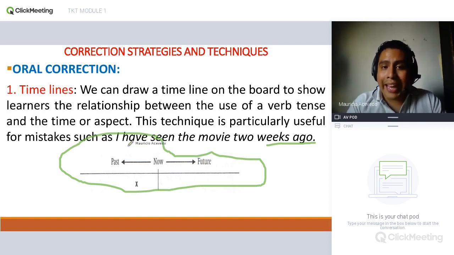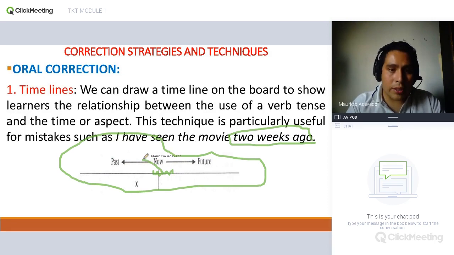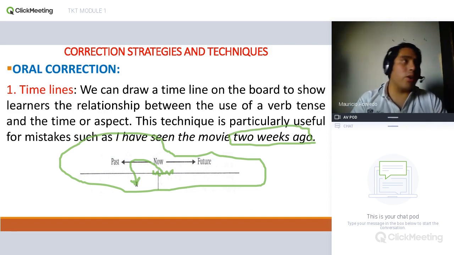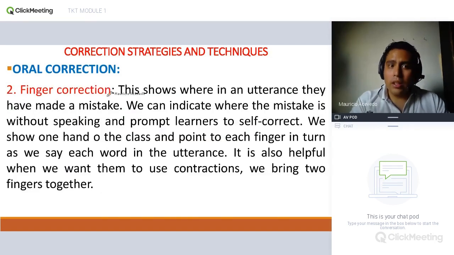So if you say "I have seen the movie," you started here and you continue watching it, or you can watch it in the present and in the future. But you're telling me 2 weeks ago, and "ago" means that it has already passed. So obviously it needs to be in the past. So you saw the movie at this point in the cross. Okay, so that's a good way for them to realize about time tenses by just drawing this timeline. So this is the first oral correction, let's say.